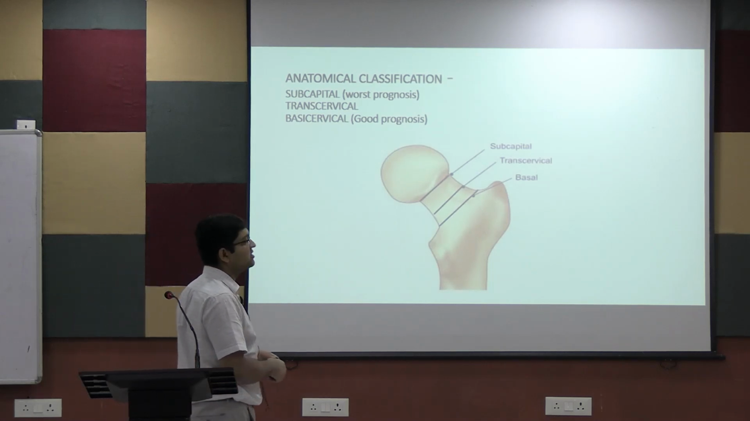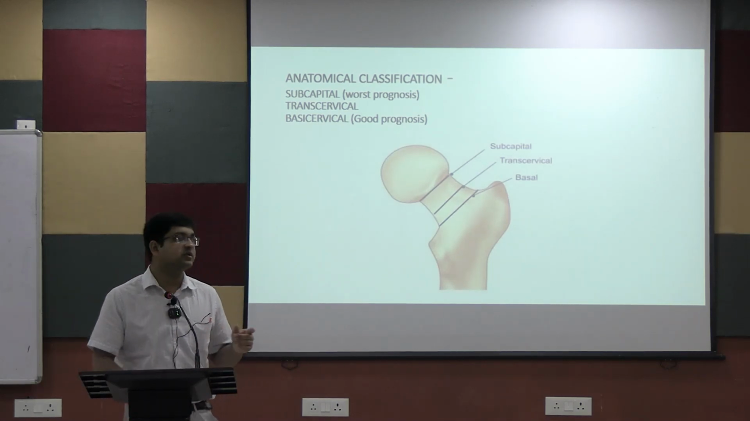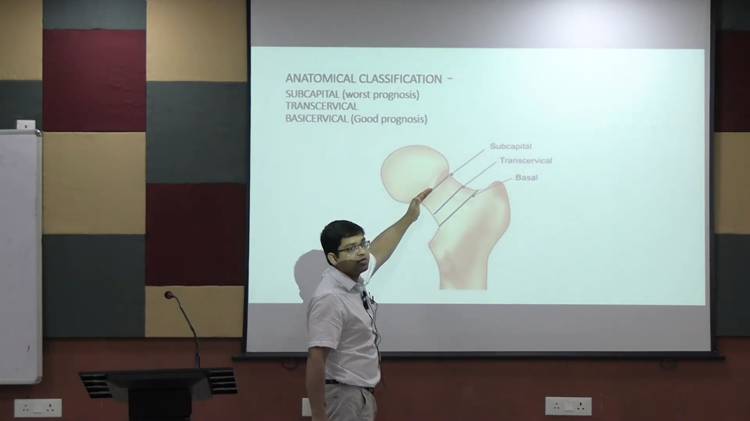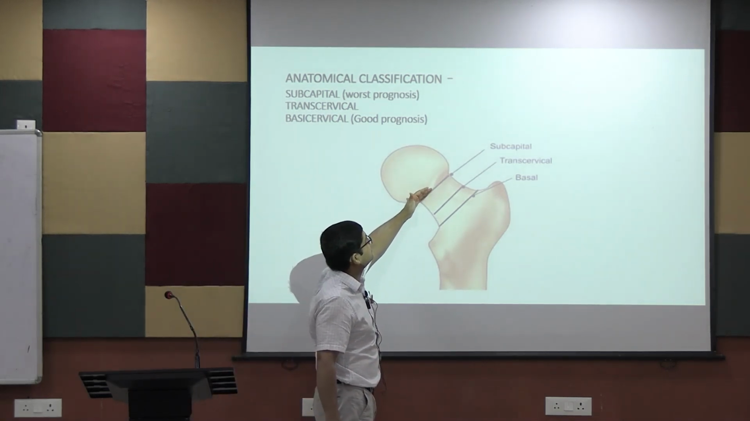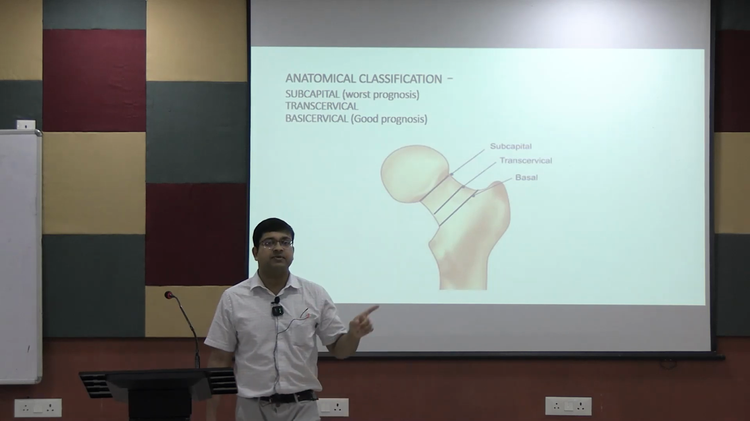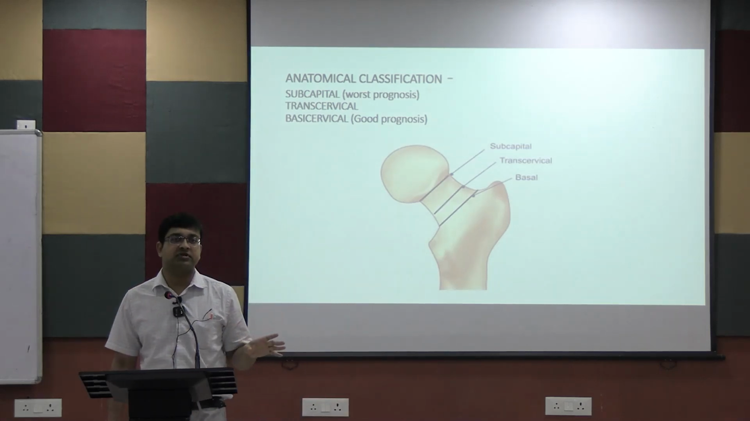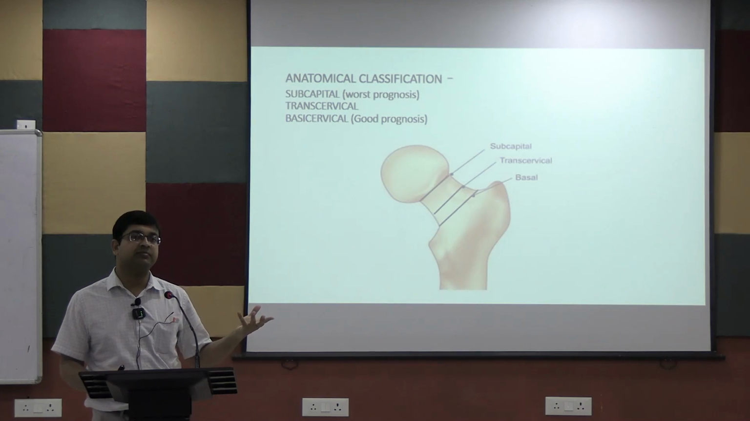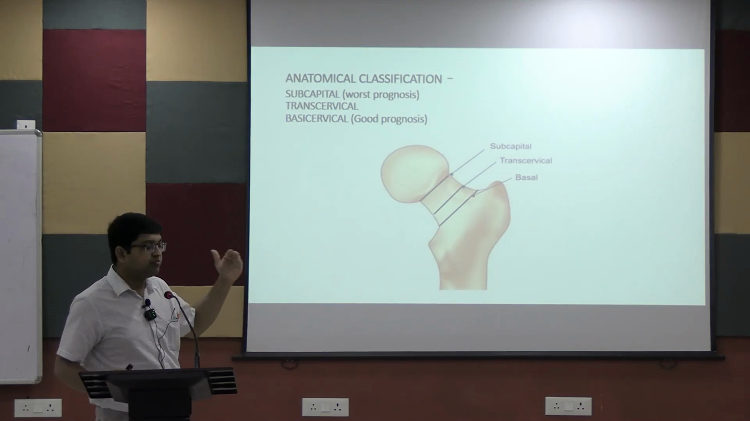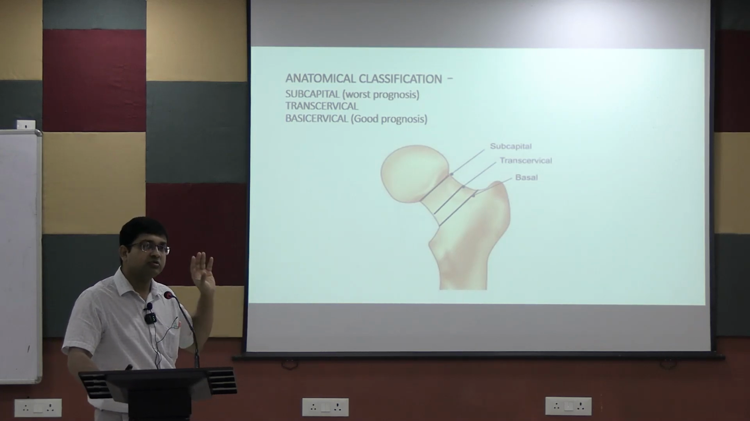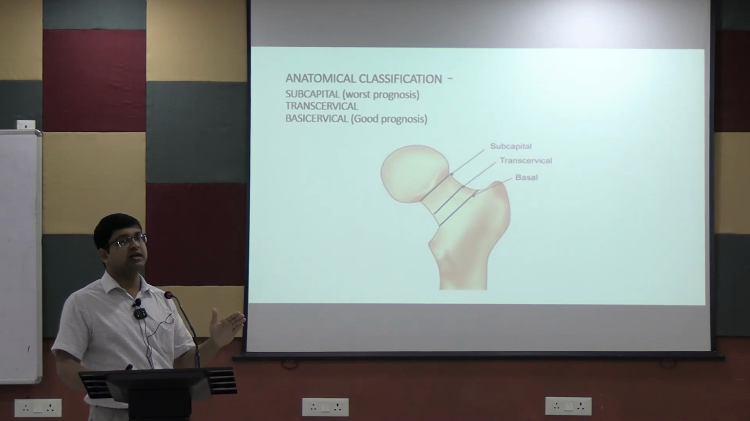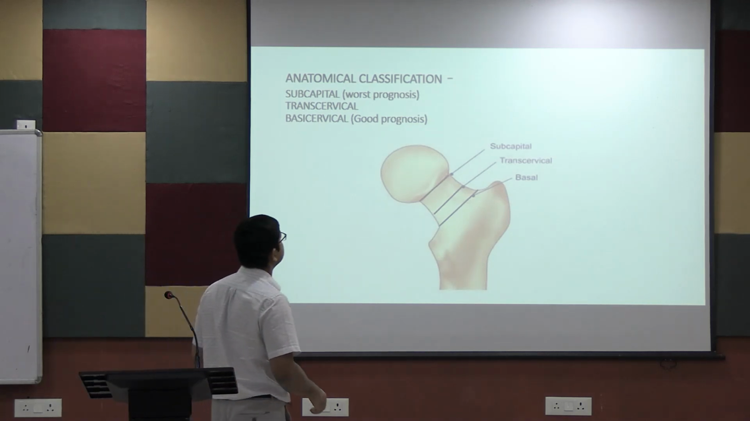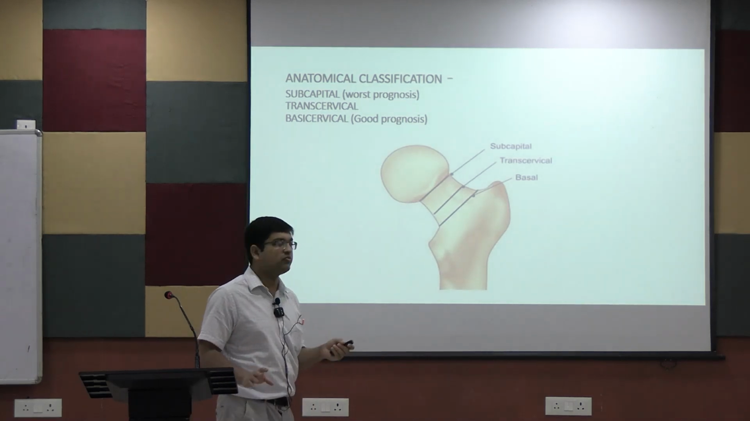One is subcapital. Subcapital means it is situated just below the femoral head or femoral articular cartilage. This is the subcapital, and it has a bad prognosis. The higher the fracture level, the worse the prognosis. The higher the fracture, the worse the prognosis; the lower the fracture, the better the prognosis. So for subcapital femoral fracture, the prognosis is worse.